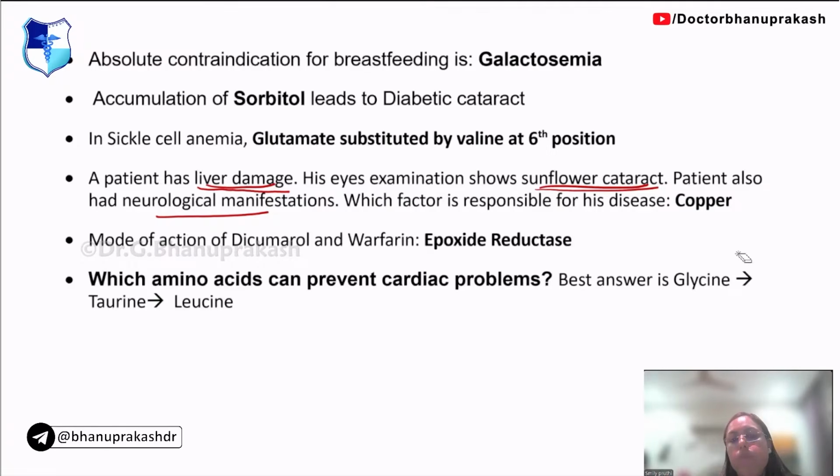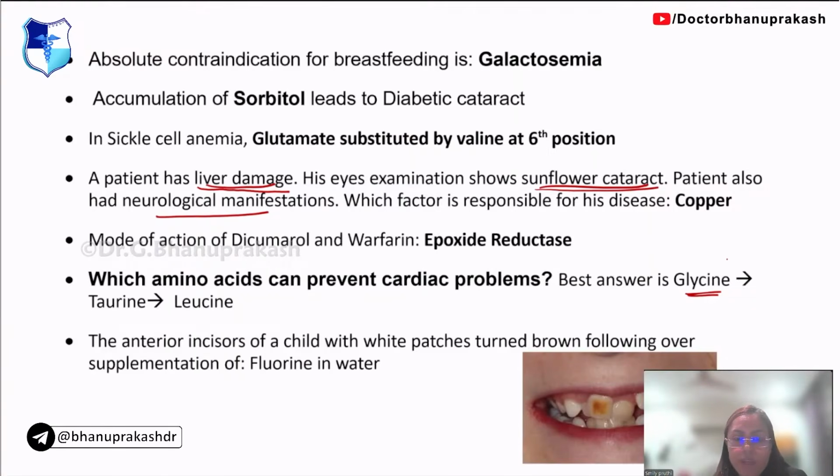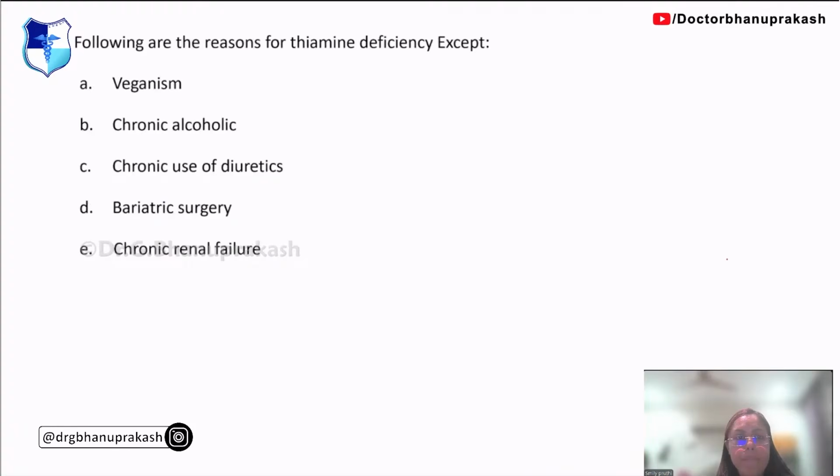Which amino acid can prevent cardiac problems? If such a question is asked, your best answer will be glycine. Okay, the smallest, simplest amino acid is cardioprotective. Then if glycine is not given, mark taurine. If taurine is not given, then mark leucine. Okay, the anterior incisors of a child with white patches turned brown following oversupplementation of what? Fluorine. Usually it is in the drinking water, excess or deficiency of fluorine.